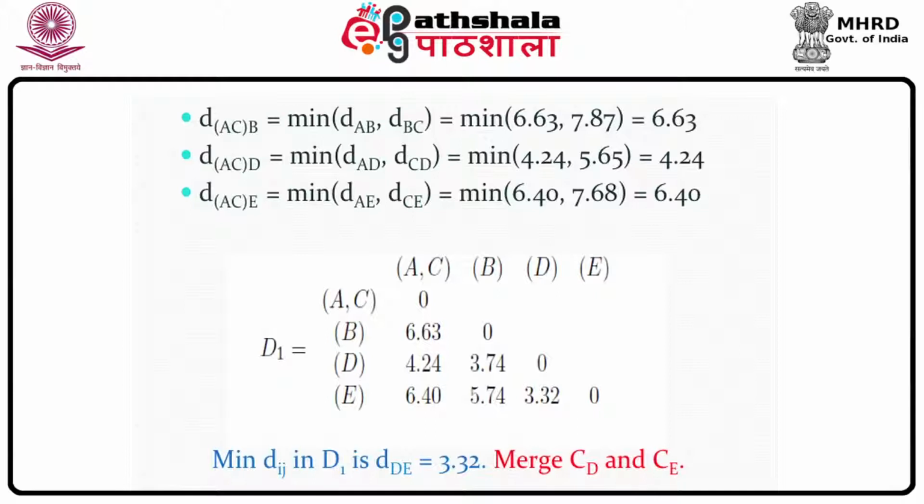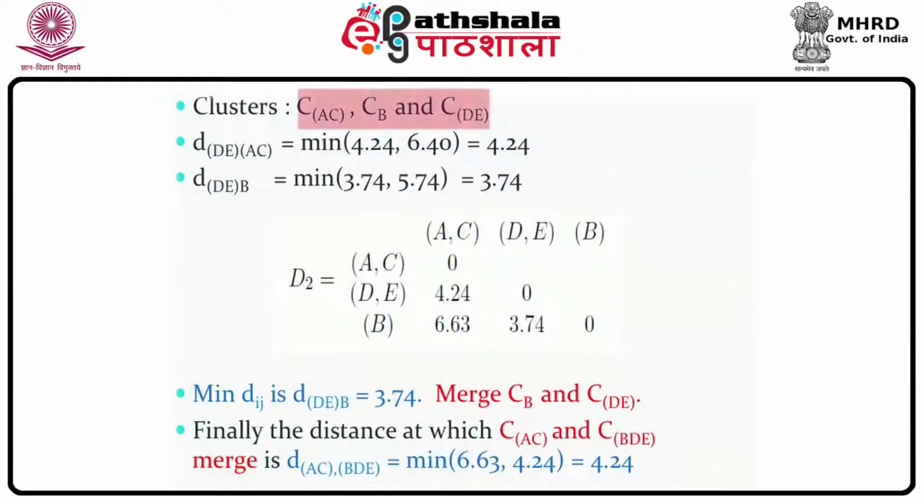From this we find that the minimum of this is 3.32, which corresponds to D and E. So we merge the clusters CD and CE to form a new cluster CDE. So we now have three clusters, AC, CB and CDE. So we need to again redo the distances between these clusters. So the distance between DE and AC turns out to be 4.24 and the distance between DE and B turns out to be 3.74. We have already calculated the distance between B and AC, which is 6.63. We put this in a table and find the minimum value to be 3.74, which corresponds to the cluster CDE and CB. So we merge these two clusters.